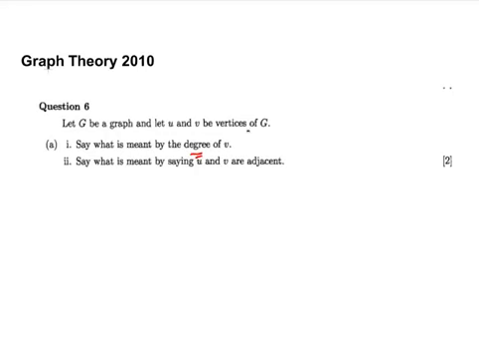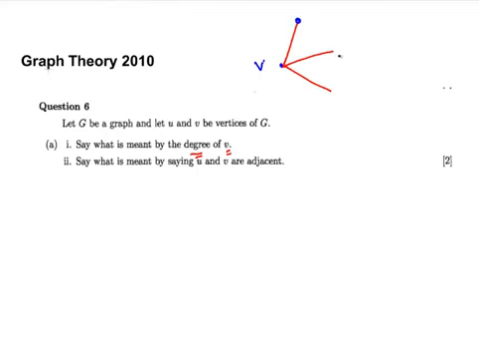The degree of V. Essentially, the degree of V is how many vertices is V connected to. So suppose V is connected to 3 different vertices, we would say it has degree 3.